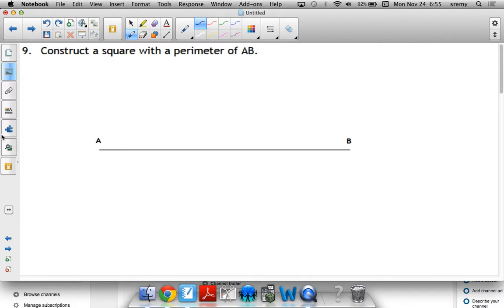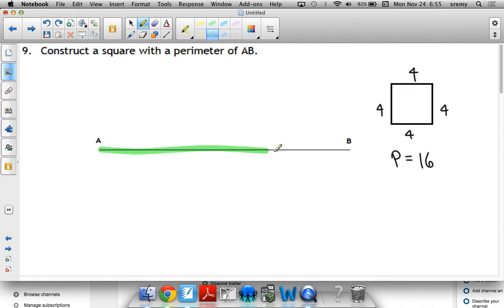Construct a square with the perimeter of AB. All right, if this is the perimeter of the square, how does the side of a square compare to its perimeter? If the perimeter of this is, let's say, 16, what's the length of each side? It's going to be 4, right? It's going to be 1/4 of that perimeter. So we need a square whose side length is 1/4 of that segment right there.